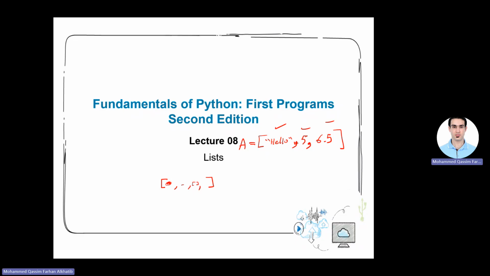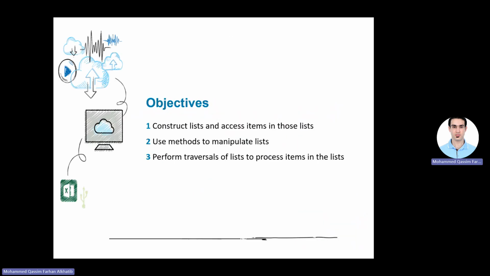All right, so let's read more about lists. Then we'll open Spyder and check. So the objective of this lecture is to construct a list and do some manipulations to it. So access items, use methods to manipulate lists. And the last one is to perform traversals of lists to process items in the list. For example, traversal means that you run a loop that will do something for each list element here.